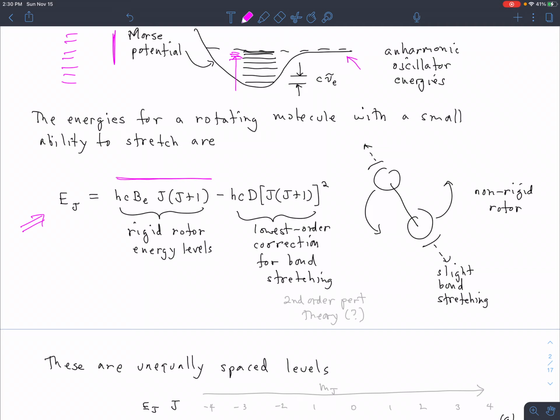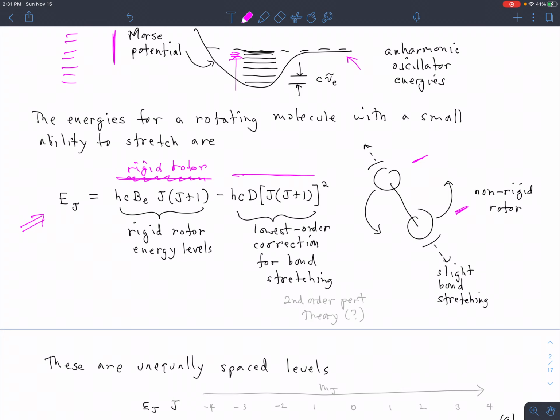There is a pure rigid rotor term that you get if you treat the molecule as not capable of vibrating or stretching. So rigid rotor means, yes, it's rigid. That bond length is fixed and can't change. If that were true, this would be the only term, but there's a correction term.